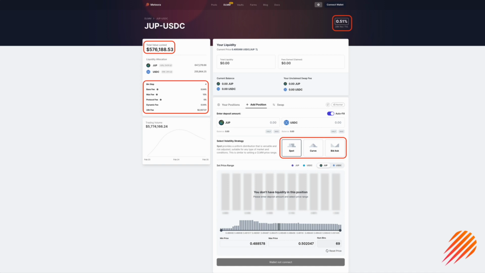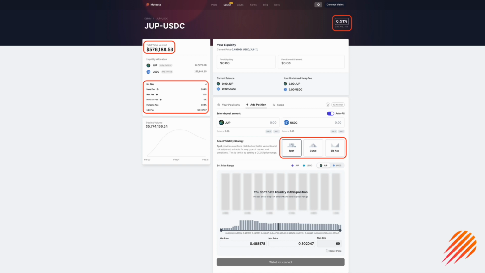Then we have the protocol fee, which in that case is 0%, but might be turned on by Meteora to generate revenue sometimes in the future. Finally, we have the fees accrued in 24 hours. If you multiply the percentage figure in the top right corner by the TVL, you will get the same number. But let's move on, as it's in the middle of the page that the real fun begins.